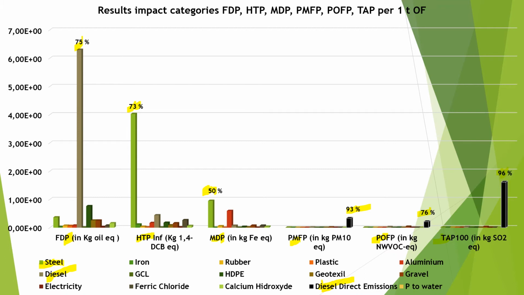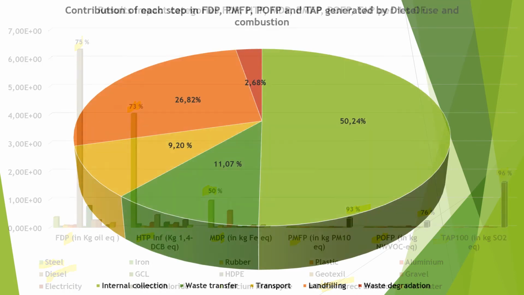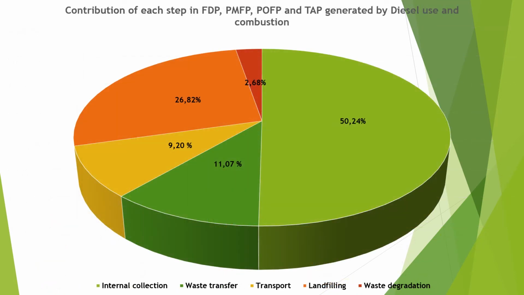The values found in the last four impact categories suggest an important role of diesel fuel, strictly connected to transportation steps. To confirm this link, we can assess the contribution of each step in the diesel fuel consumption and related emissions. The contribution of each step in fossil depletion, particulate matter formation, photochemical oxidant formation, and terrestrial acidification generated by diesel use and combustion shows that internal collection has the highest value, 50%, probably because it is the step that involves the highest number of vehicles and the related diesel consumption.